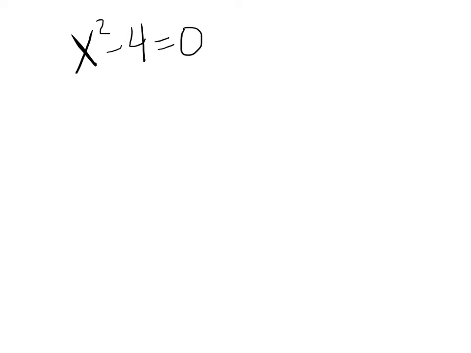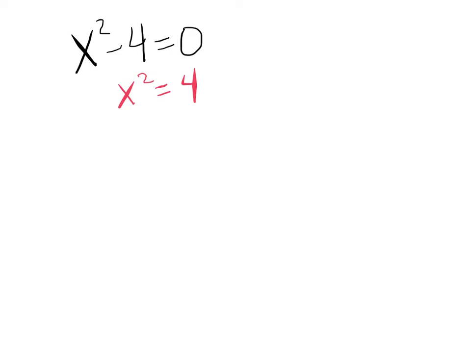This quadratic could actually be solved in a bunch of different ways, but since we're looking at solving with square roots, let's do it that way. We want to isolate the x squared term, so we're going to add 4 to both sides. So we get x squared equals 4.